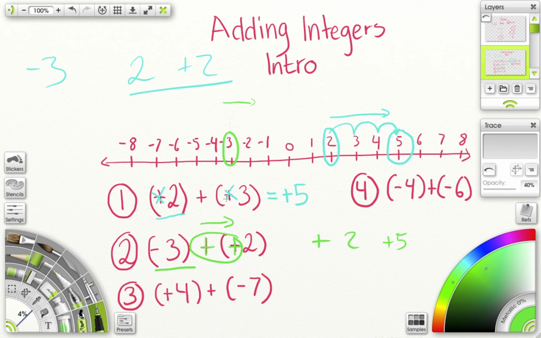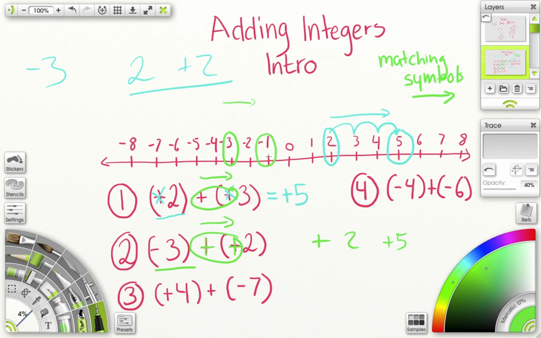So remember positive 2 plus positive 3? There's two positive signs. We went to the right to add them together. So if they are the same symbols, matching symbols, it means you go to the right on a number line. So in this case, negative 3 plus positive 2, I start at negative 3 and I'm going 2 spaces to the right. So I go 1, 2, and I end up at negative 1.